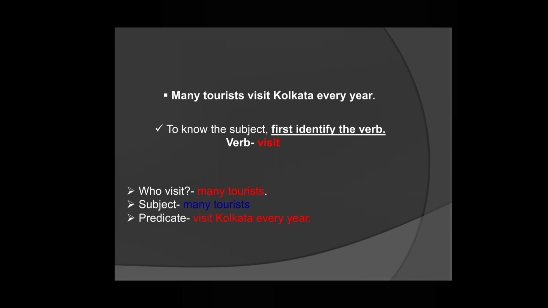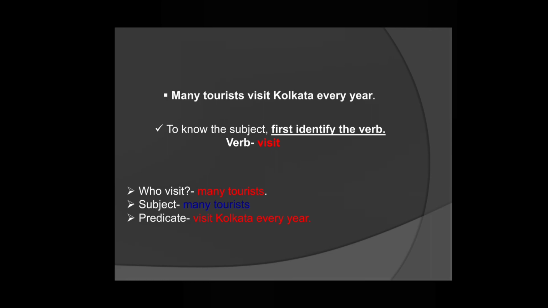Many tourists visit Kolkata every year. To know the subject, we have to first identify, I told you, the verb. Which one is the verb here? Very good, visit. Now the question comes, who visit? The answer is many tourists. So the subject of the sentence is many tourists. And the rest of the sentence, that is visit Kolkata every year, is the predicate.